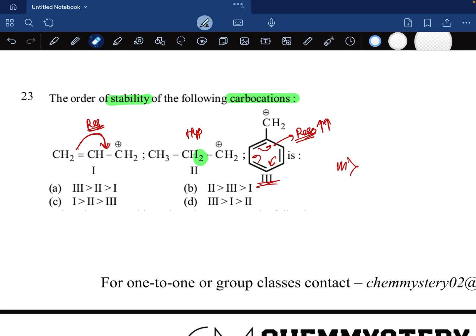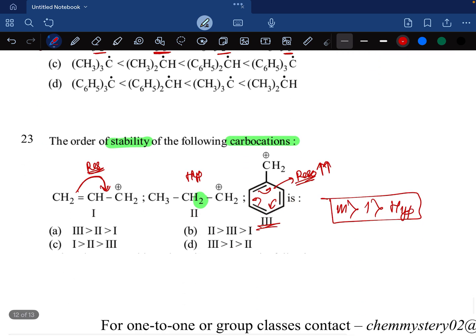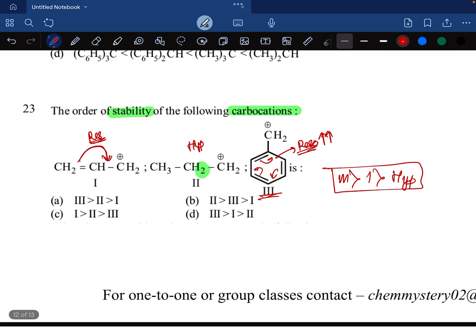Not 2, sorry. It should be 1, and then we'll give preference to hyperconjugation, which is the 2. Just now we have seen resonance over hyperconjugation. More number of resonance, so 3, 1 and 2. For 23 it is D. D should be the answer.